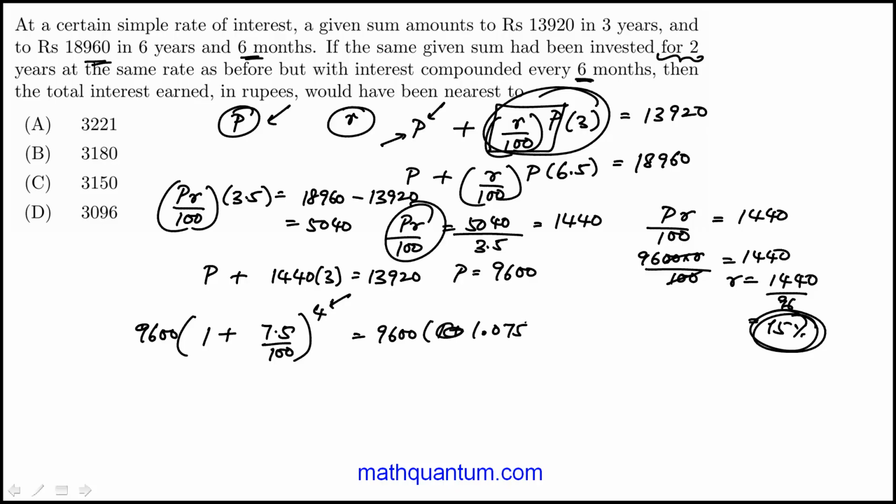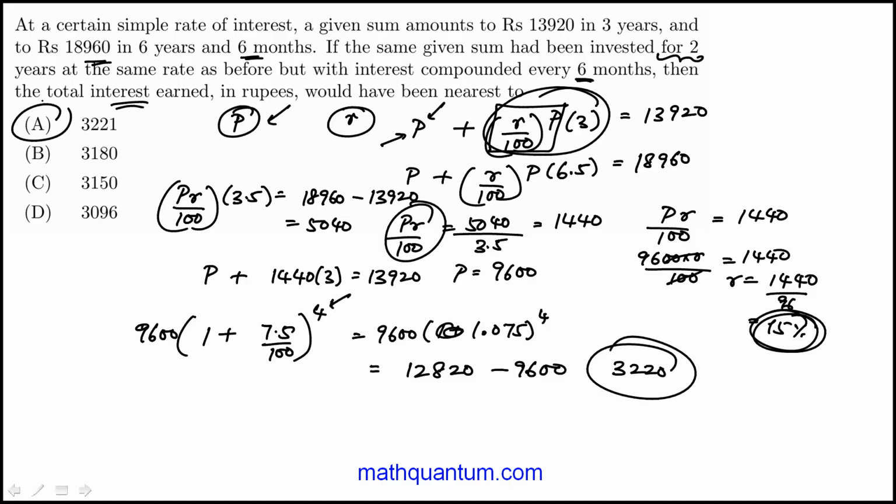So it's 1.075 to the fourth. So we can use the square function in the calculator, and then we will square it again. So we get 1.335. I multiply that by 9,600. Principal would be 12,820. And then since they're asking for total interest earned, I subtract the principal from that. And if I do that, I get 3220, which is pretty close to answer choice A.